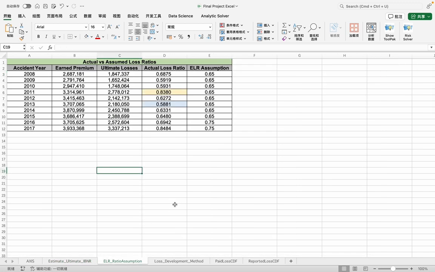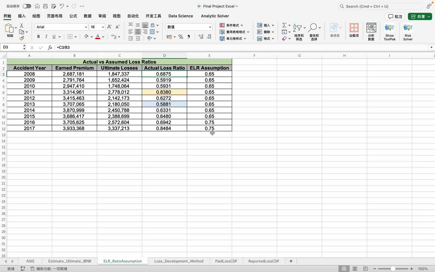I evaluate the reasonableness of AXIS expected loss ratio assumptions. AXIS uses a 65% ALR for accident years 2008 to 2015 and 75% for 2016 and 2017. To test these assumptions, I calculated the actual loss ratios by dividing ultimate losses by earned premiums for each year.